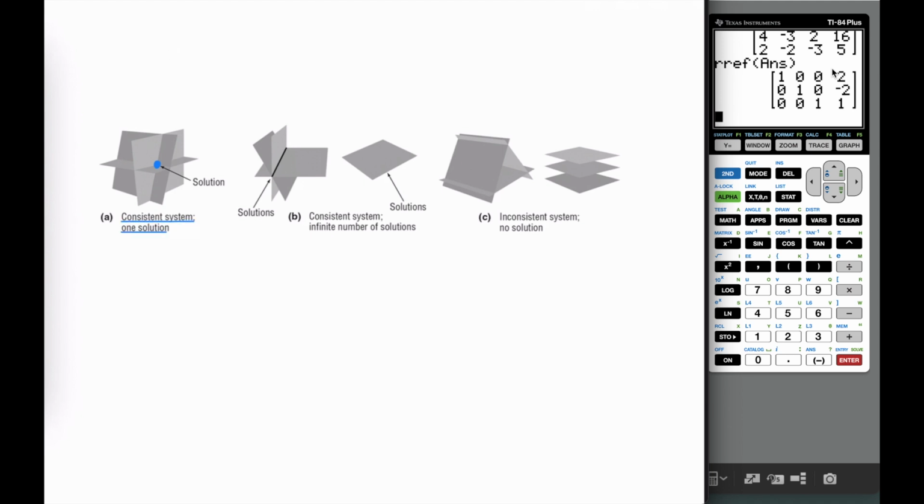But a different system could have infinitely many solutions. And that could be because all 3 planes intersect in a line, or because all 3 planes are coinciding. Essentially, they lie one on top of the other. It is possible to have an inconsistent system, which means that there would be no solution, and that could happen if we had 3 parallel planes, or 2 of them could intersect, but not all 3, which would mean that the system does not have a solution.